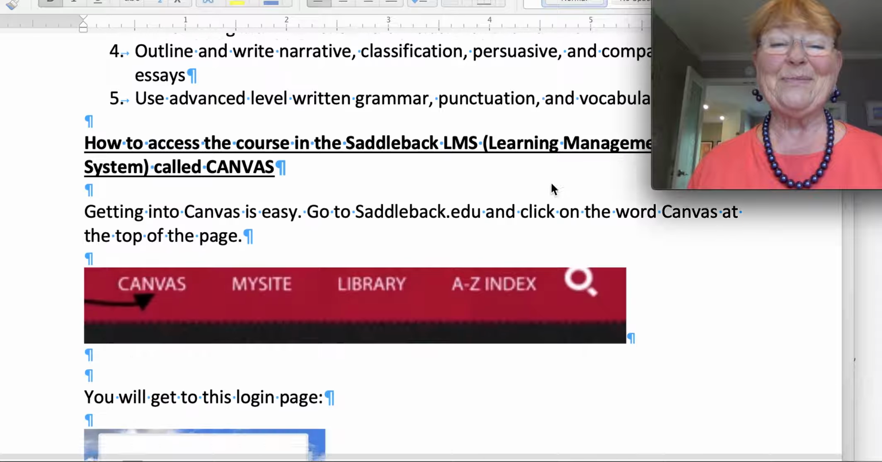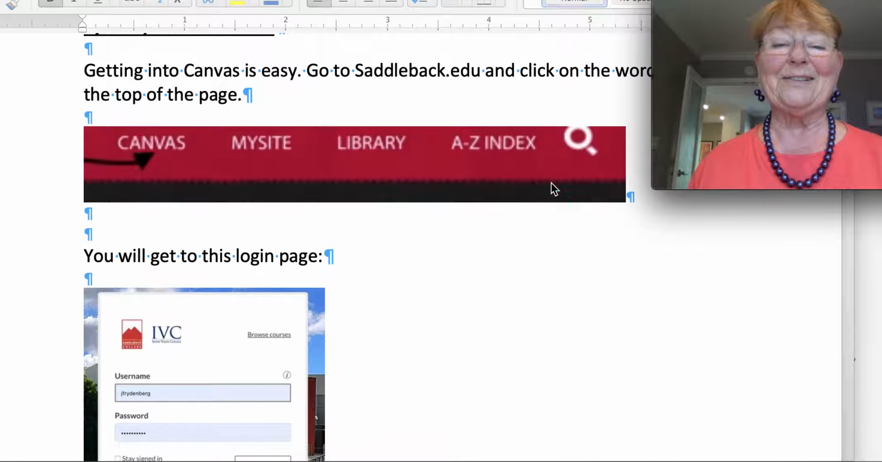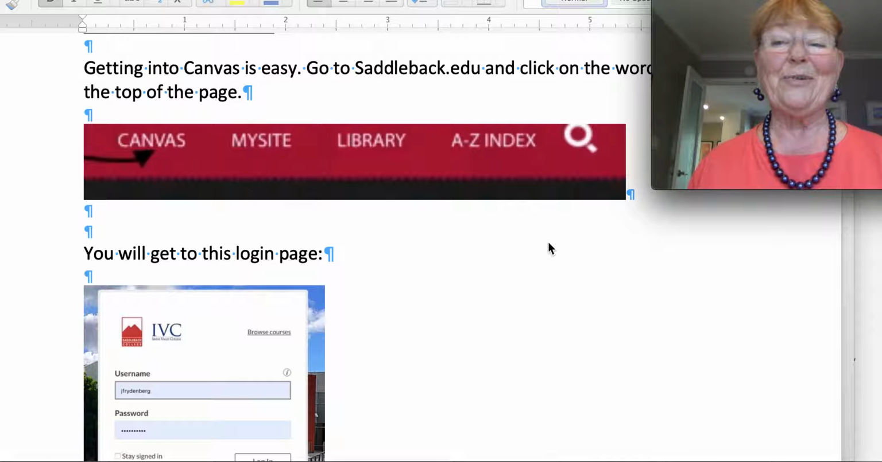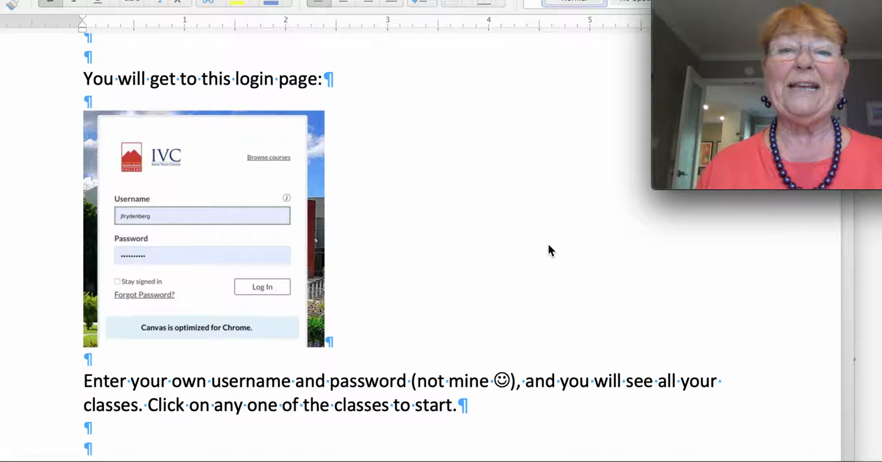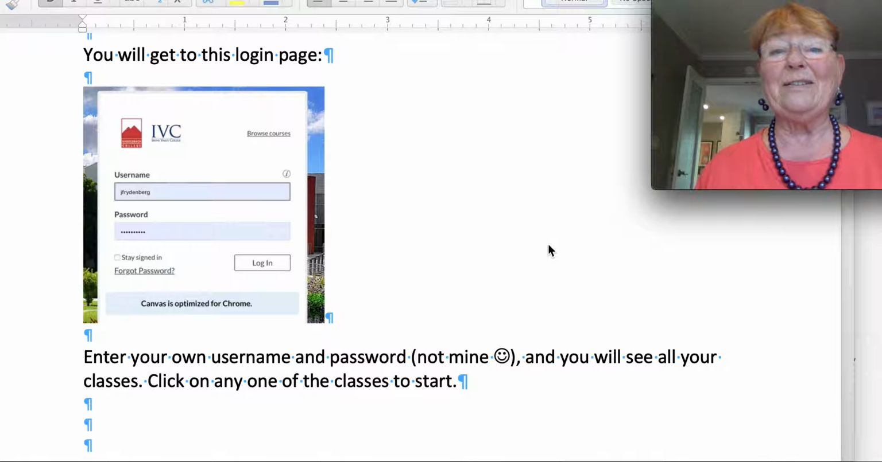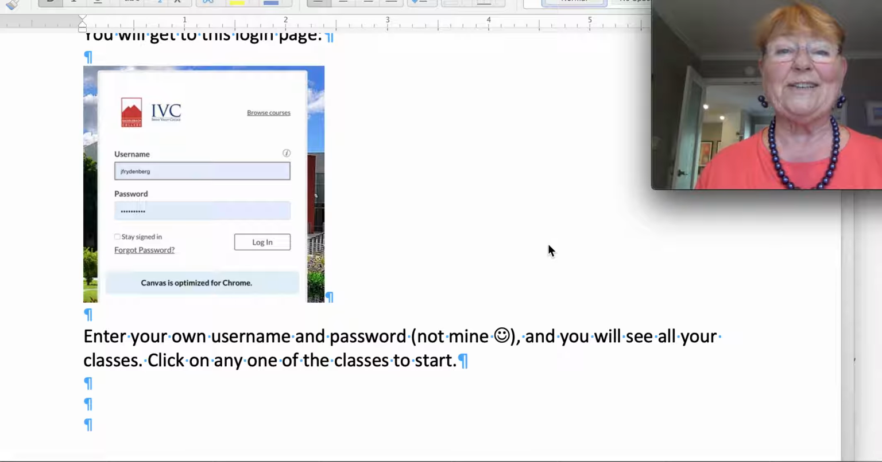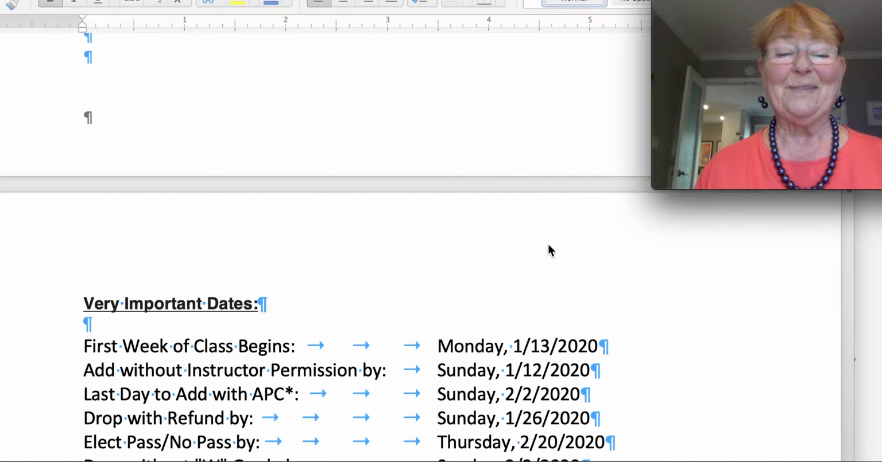Now, there's also something in the syllabus about how to access the course, but since you are here, you are already in the course, and therefore you don't need it. The reason I put it in is because I also email the syllabus to people who are not in the course yet, and they need to find out.